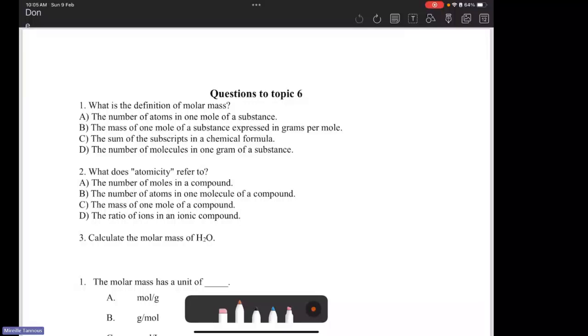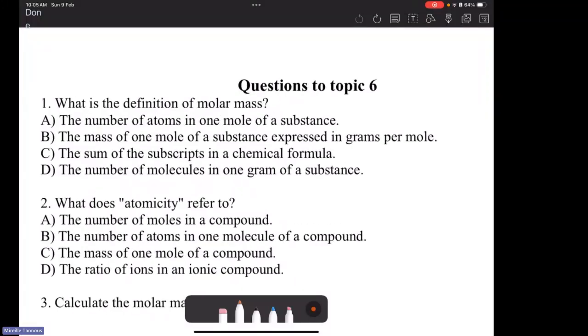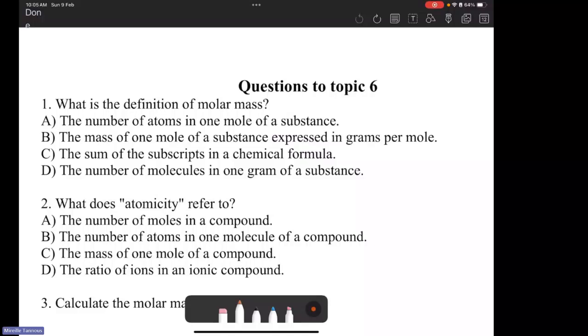To mole and mass calculations and atomicity, molar mass, calculating the number of atoms in a compound, and so on. So first, let's begin. What is the definition of molar mass? Molar mass is the mass of the atoms in 1 mole of a substance. That's why we call it molar mass. And the mass is always in gram for 1 mole of a substance. So the answer in this question is the mass of 1 mole, B.